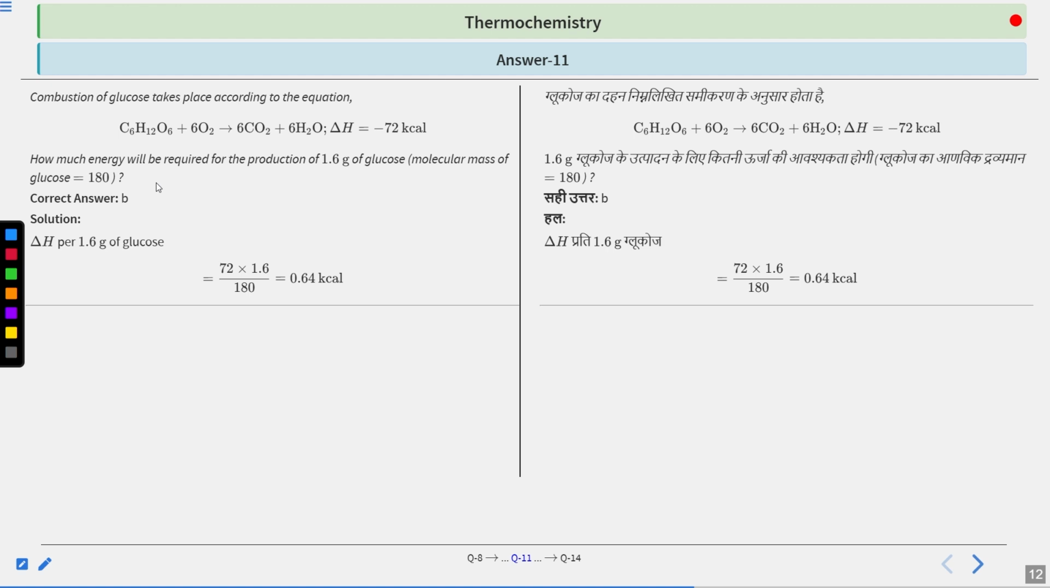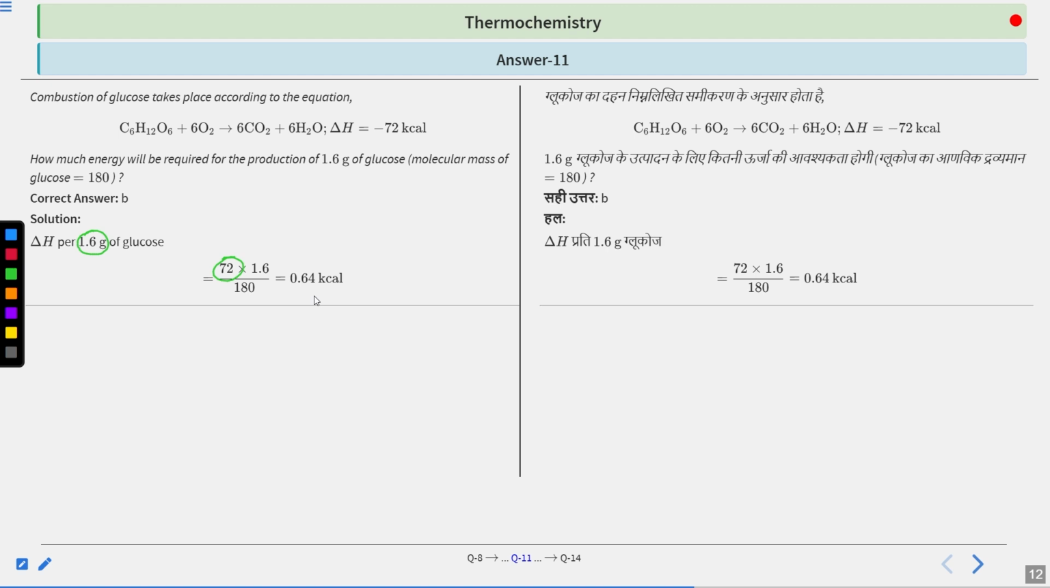So the same thing is done, right? For 180 gram, the amount of heat required in kilocalorie is 72. Therefore, for 1 gram, it will be 72 by 180. Simple unitary method. And hence, for 1.6 gram, you will simply multiply the value for 1 gram with 1.6. So that gives you 72 by 180 multiplied by 1.6, that is 0.64 kilocalorie. Clear?